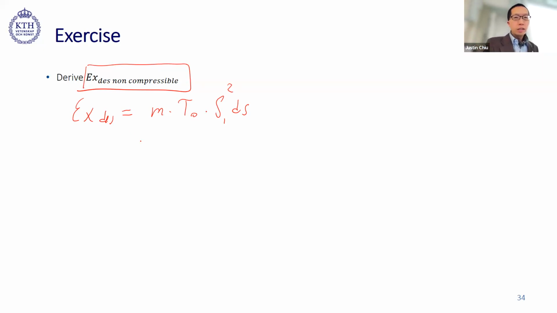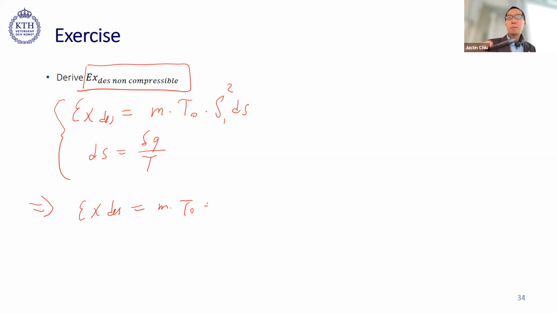And then another definition: what is ds? ds is delta Q over temperature, right? The change of heat over temperature, this is your entropy. That's the definition of entropy. So nothing to worry about. We just write them down. So if we replace ds by squiggly dQ over temperature, the exergy destroyed will be mass times the ambient temperature times this.